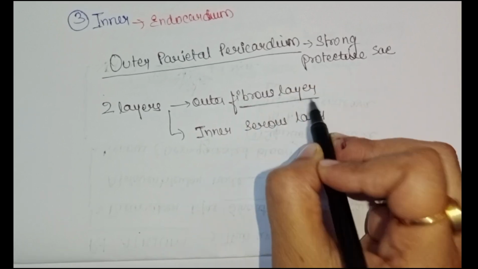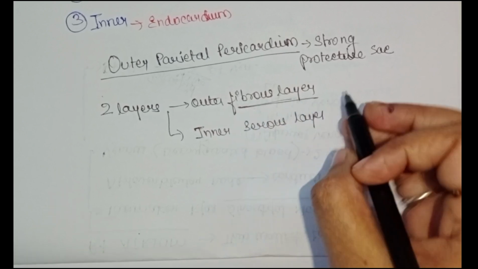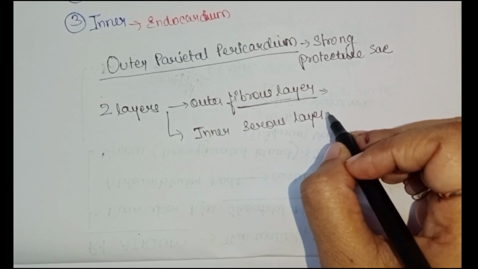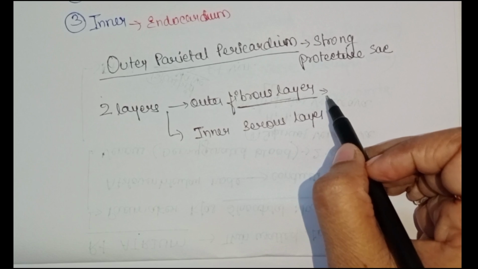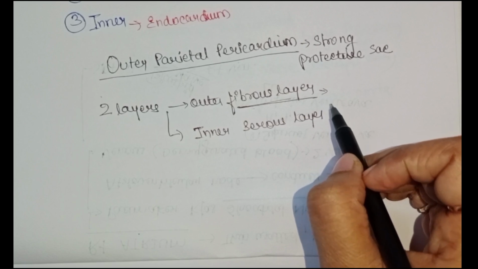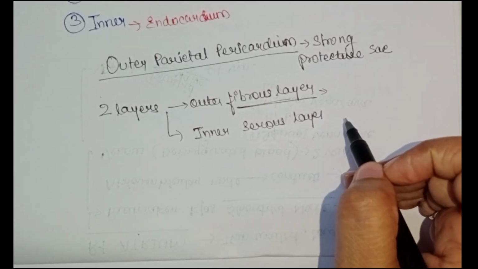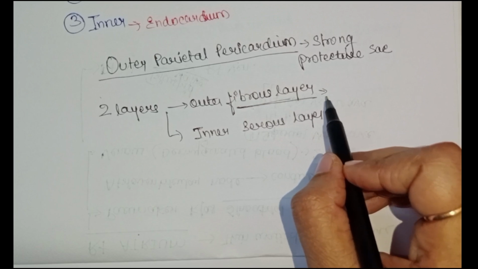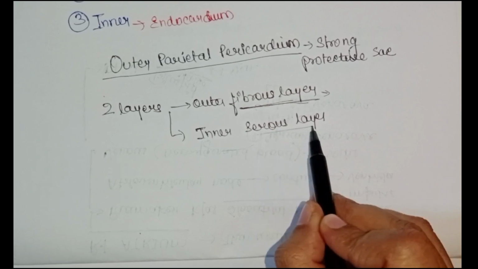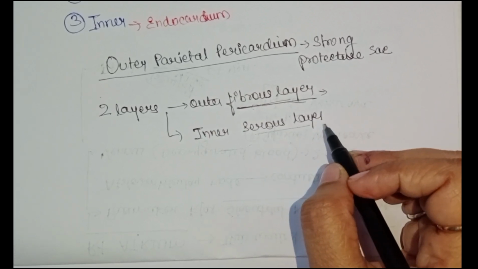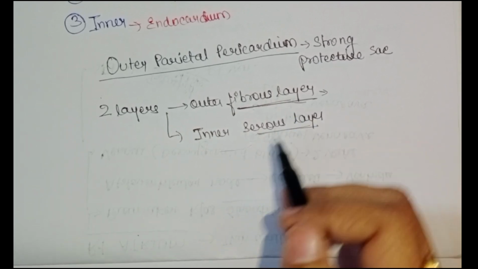The fibrous layer is formed by a thick fibrous connective tissue, and it is attached to the diaphragm below, and it is continuous with the tunica adventitia of blood vessels entering and leaving the heart. Because of the fibrous nature, it protects the heart from overstretching. And the serous layer is formed by mesothelium together with a small amount of connective tissue.